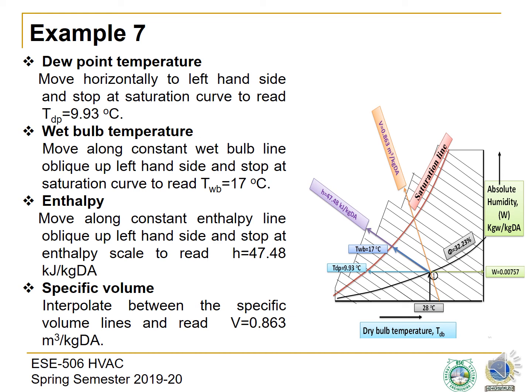Enthalpy: move along constant enthalpy line, oblique up left hand side and stop at enthalpy scale to read H is equal to 47.48 kilojoules per kg of dry air. Specific volume: interpolate between the specific volume lines and read V is equal to 0.863 cubic meter per kg of dry air. So this is how we plot different points.